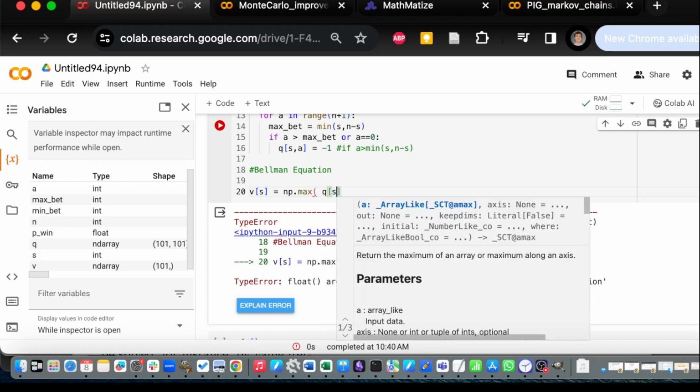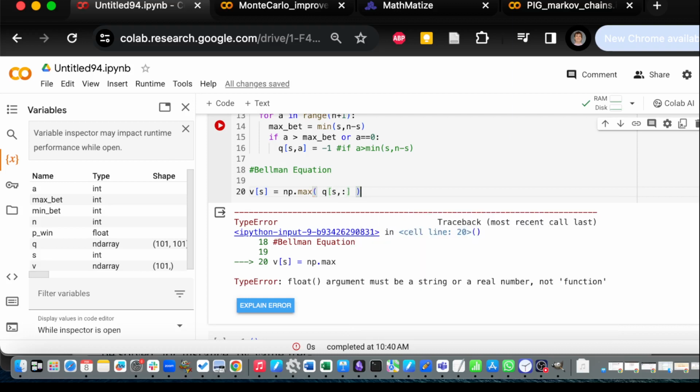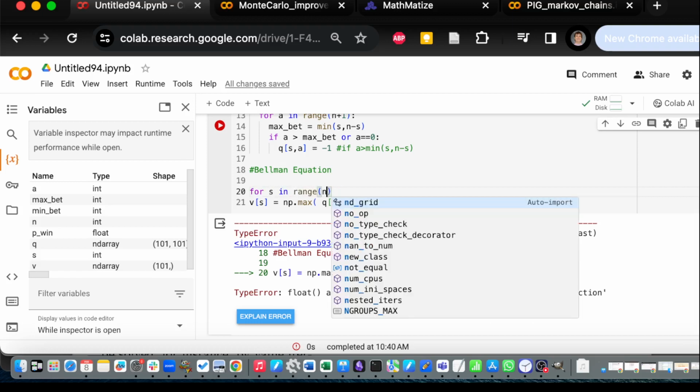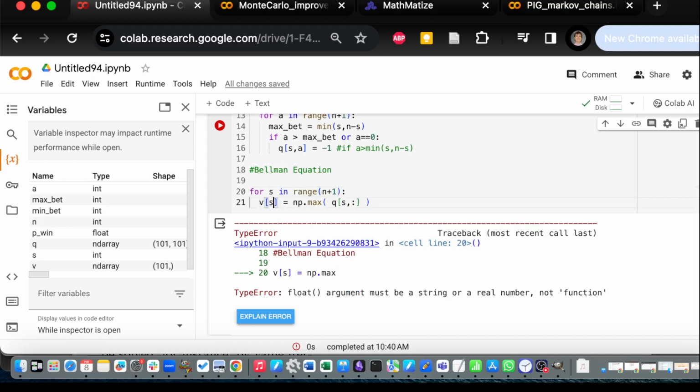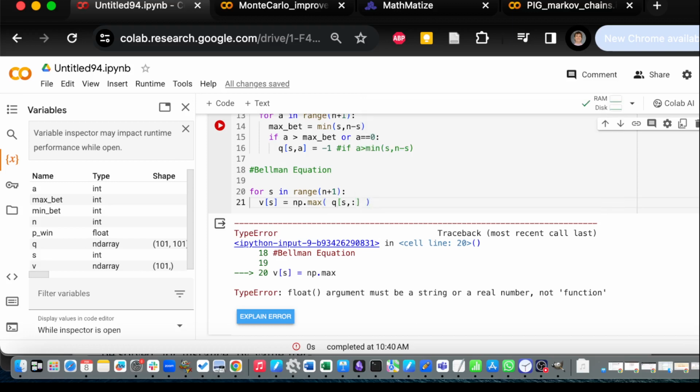So you could put it like this. One way to do it is you could do this. And this colon means give me the whole vector at S of all the possible actions and find the maximum value amongst all the possible actions. Why don't we just do it like this? For S in range n plus 1, please find the maximum. And this little colon thing, if you haven't seen it before, is going through all the things and returning the maximum value.